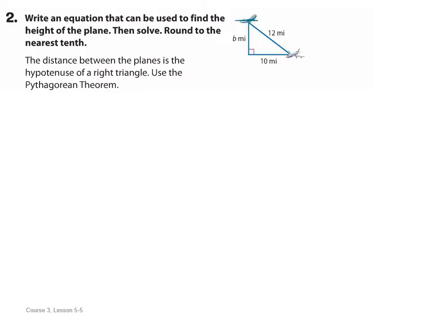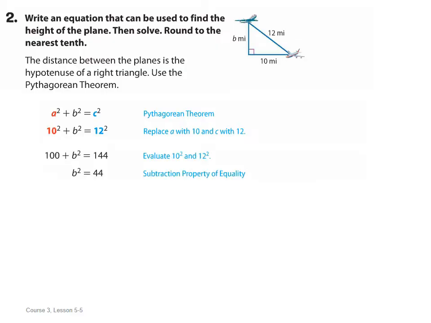So here the distance between the planes is the hypotenuse of a right triangle. Use the Pythagorean theorem. They gave us the hypotenuse. They gave us one of the legs, looks like leg a, and we're going to find leg b. Again, we're using the Pythagorean theorem. a squared plus b squared equals c squared. a is 10 squared. We don't know b. That's what we're trying to find. And c, or the hypotenuse, is 12 squared.